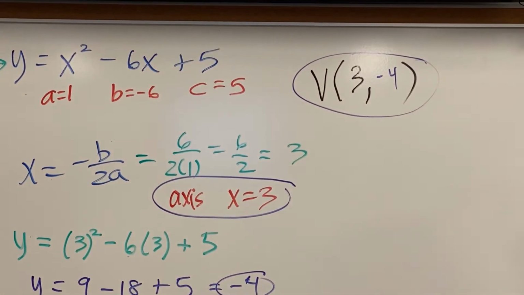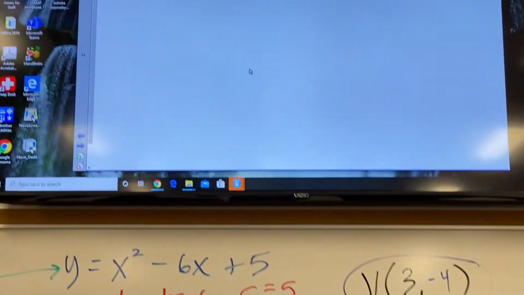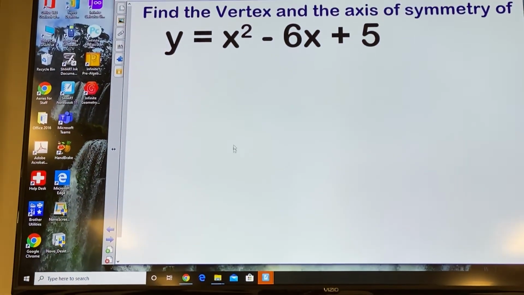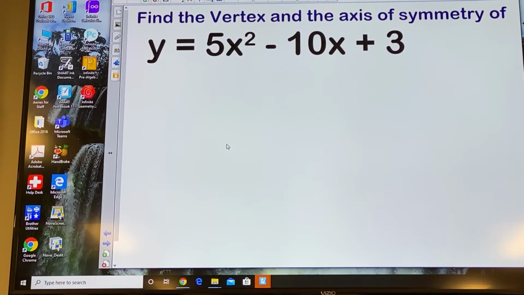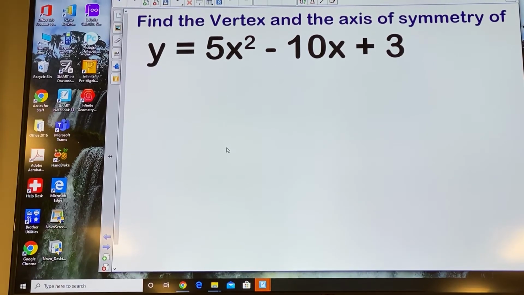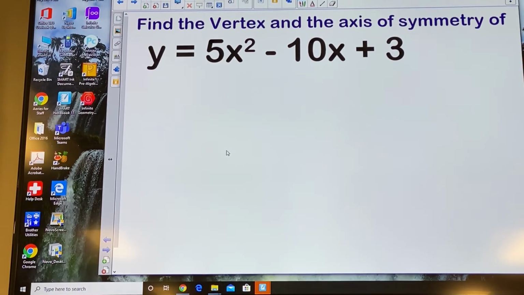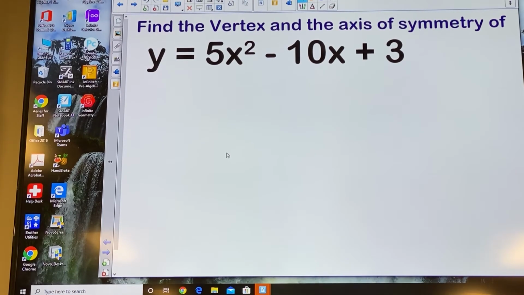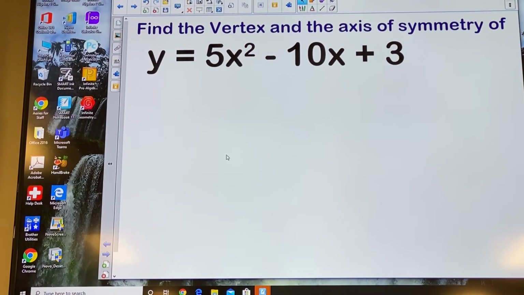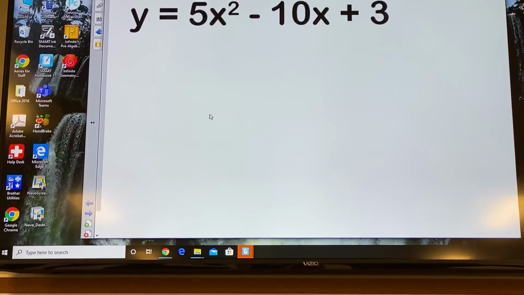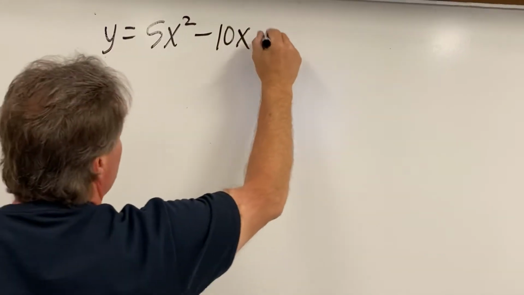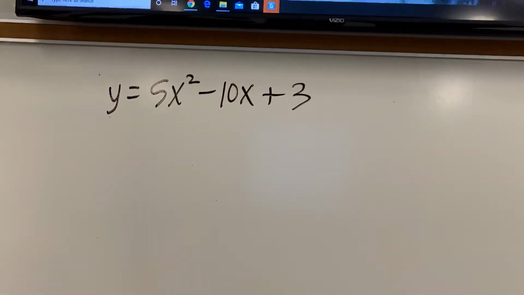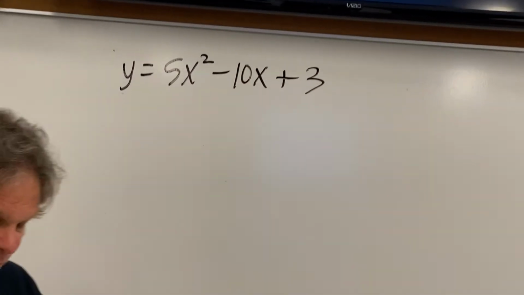Okay, I'm going to do a couple more just like this. Same exact question, pretty much, just a different equation. So, okay. So it's going to be y equals 5x squared minus 10x plus 3. Okay. We want to find the vertex and the axis of symmetry.